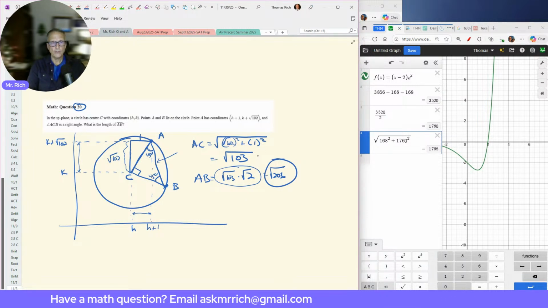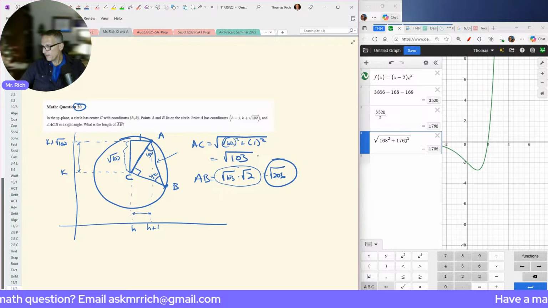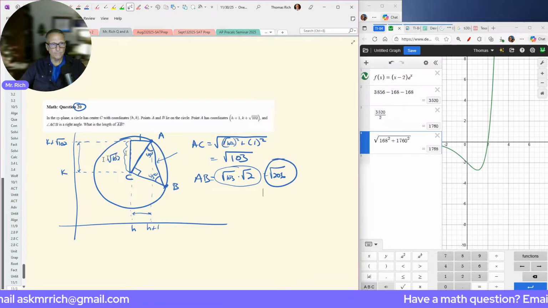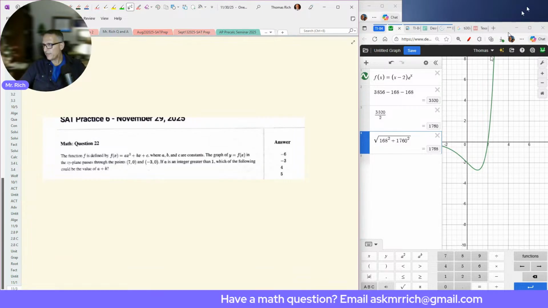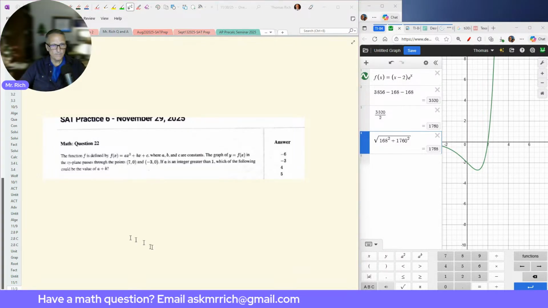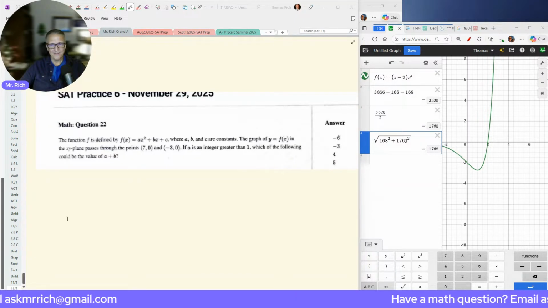Super challenging problem for sure, but that is how you work it. Let's go to the last one, and I think this is going to be it for tonight, and then we will call it quits. This, at least I got the answer choices on this one.